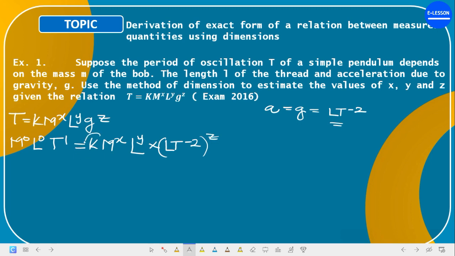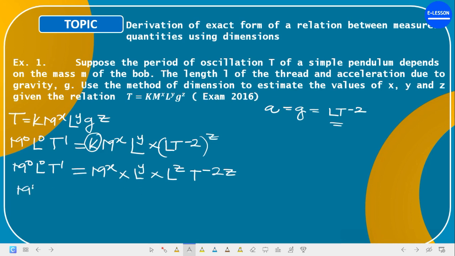So all we need to do now is collect like terms here. You may want to remove the K because it's a constant. It doesn't really matter. So this gives us M raised to the power of 0, L raised to the power of 0, T raised to the power of 1. And this will be equal to M raised to the power of X times L raised to the power of Y times, use Z to open the bracket. L to the power of Z is LZ. Then T to the power of minus 2 times Z is T to the minus 2Z. Okay?